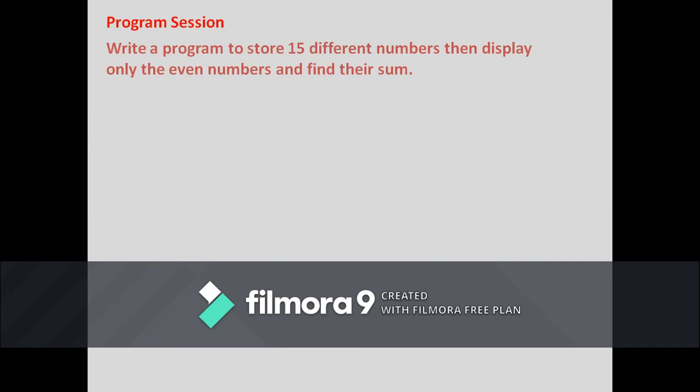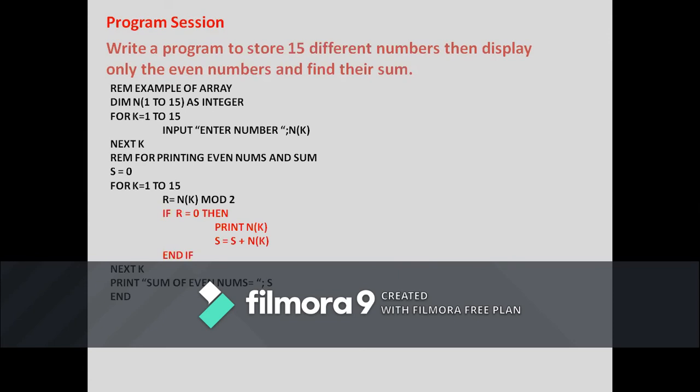For this program it should be like this. Here at the top you can see Dim n(1 to 15) as Integer. By this statement you can declare an array n where the starting value is 1 and the ending value is 15. This is the size of the array, where the lower value is 1 and the upper value is 15. It means n can store a total of 15 different numbers, and the data type is integer. It can store 15 different integer numbers.